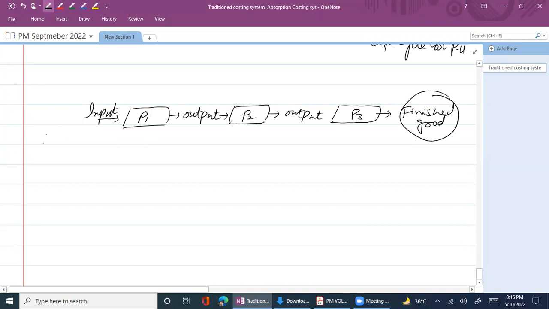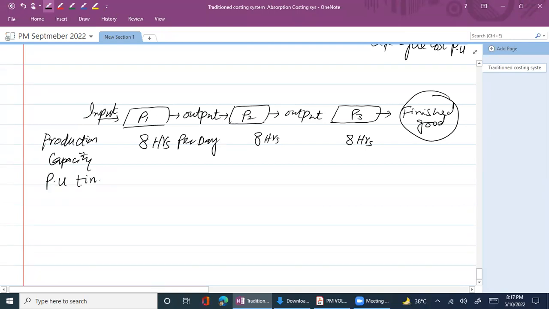And let's say there is a production capacity which is in terms of hours. Let's say there are 8 hours per day for each process. So this is your production capacity in terms of hours per day. And let's assume that the product requires per unit time 0.5 hour in process 1, 0.25 hours in process 2, and 1.25 hours in process 3. So this is the division of time in processes.